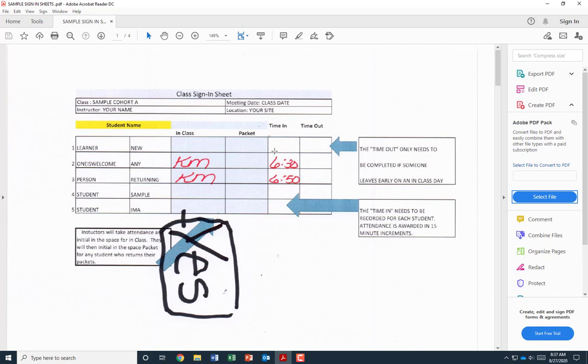Please note, as the form and the samples have been designating, you only need to put in the time in. The time out column is only if somebody leaves early. That is one area where you can save yourself some work.